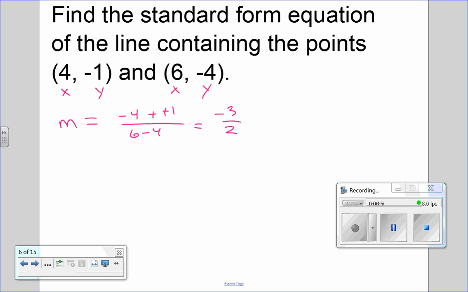If I'm going to use point-slope form, I'm going to need my favorite point. You like the first one? Okay, me too. It's smaller.